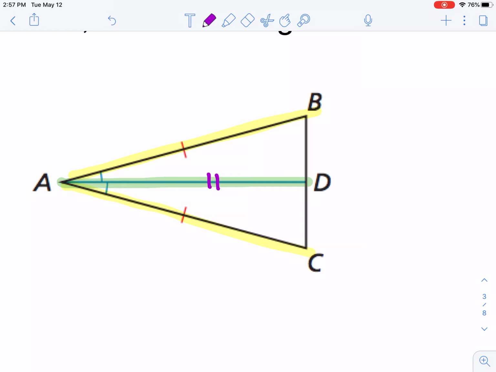But looking at this, I have the side, this angle here, and then the other side in the middle. So if I go side, this angle, and that side, angle, side. So this is going to be congruent by side angle side.